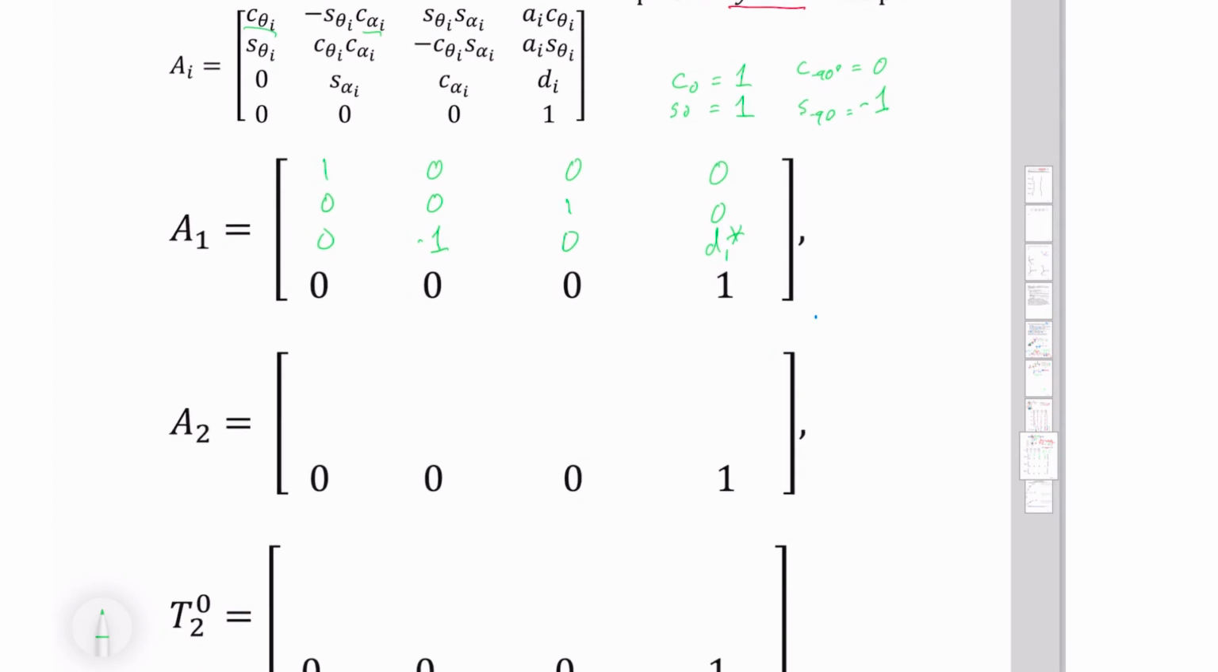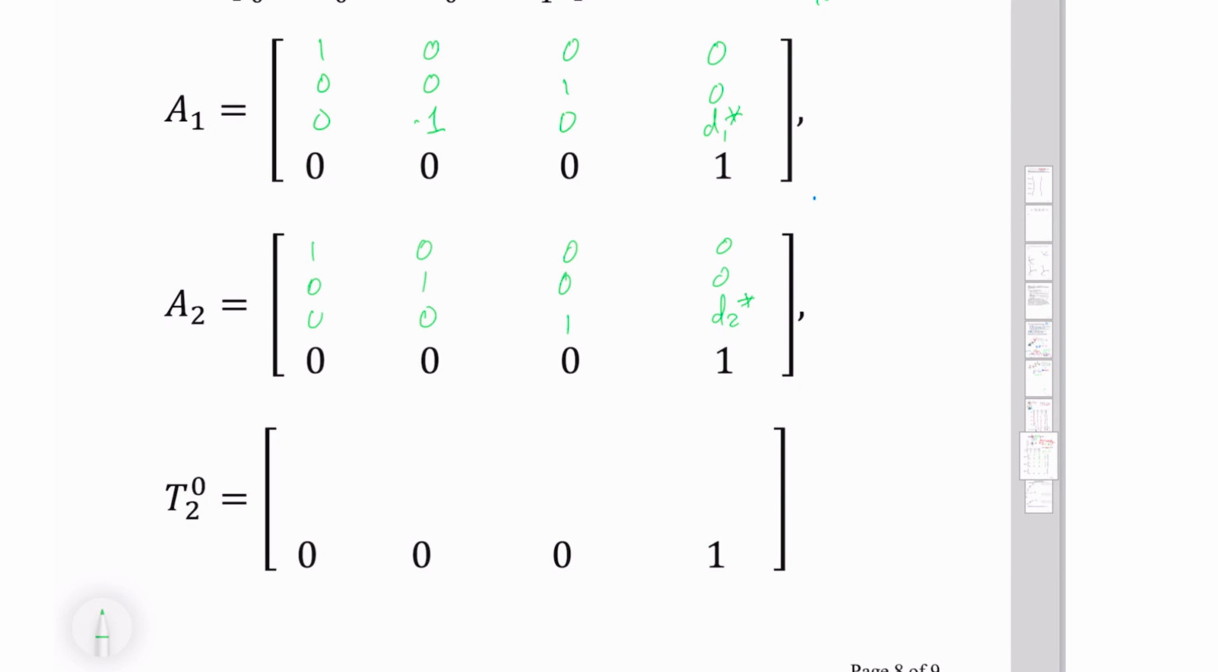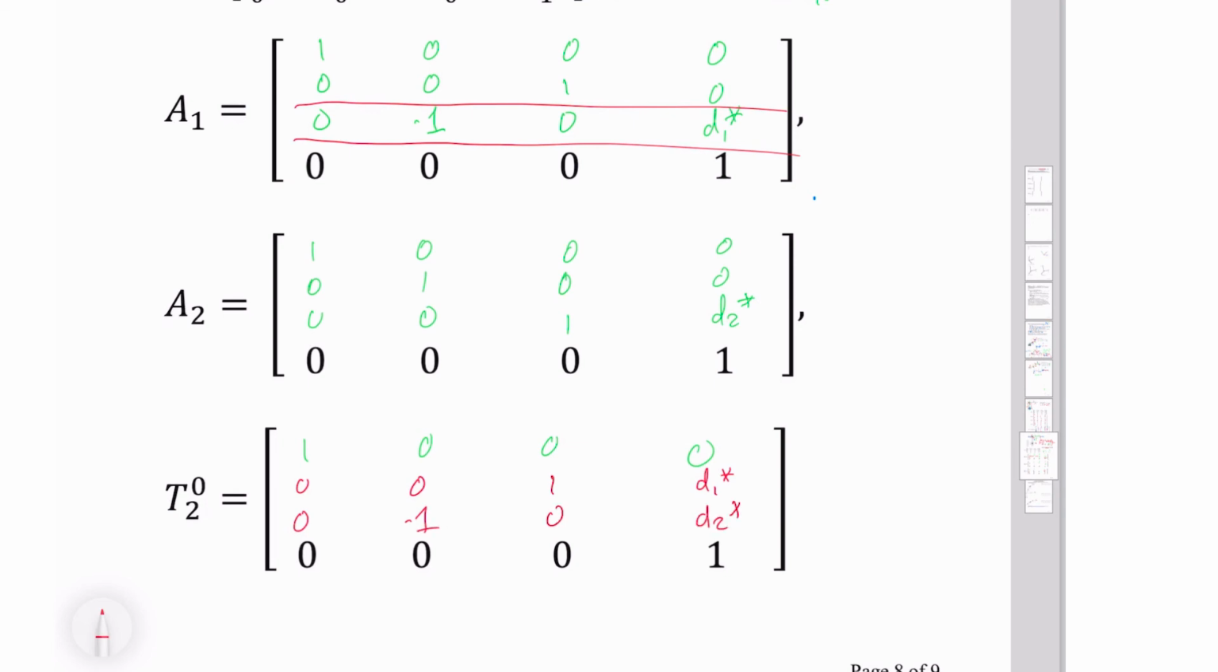Over here, very similar, only this time there's no rotation. So that simplifies my life a lot. And I just have my 0, 0, d2 star. And so I can multiply these out rather easily. I get a 1, 0, 0, 0. Then I take my next column and multiply that through here. And I get a 0, 0, 1. And then I've got my d1 star here. Then I take my third row and multiply that out there. And I've got a 0, and then my negative 1, 0, and my d2 star.